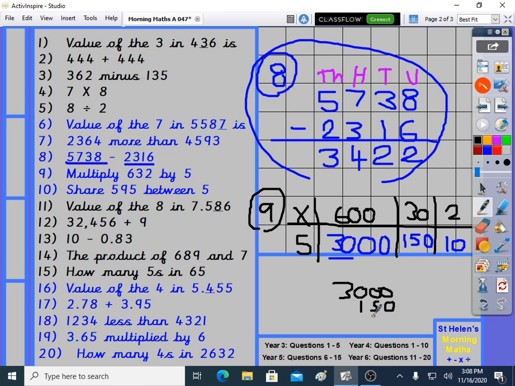150 and 10. If you do the adding up in column method like this, to add up those 3 blue answers, it's usually very easy adding up. There's a lot of zeros in it, so it's not going to be too difficult. And it definitely is 3,160. And we can move on to question 10.